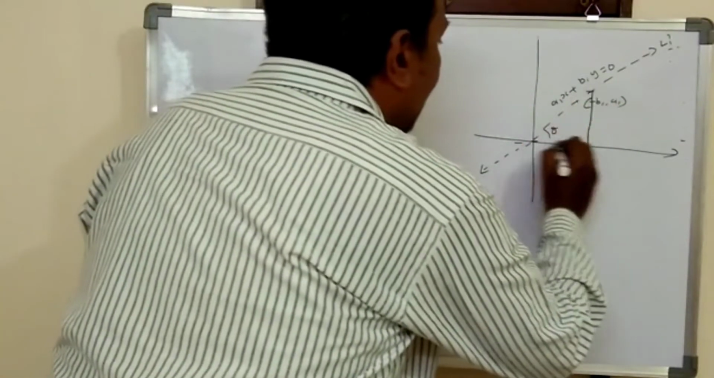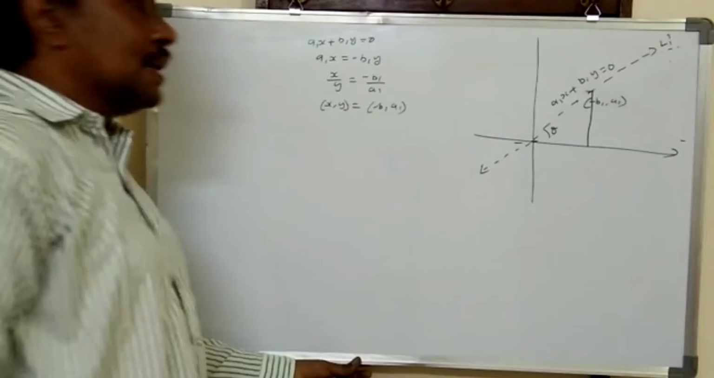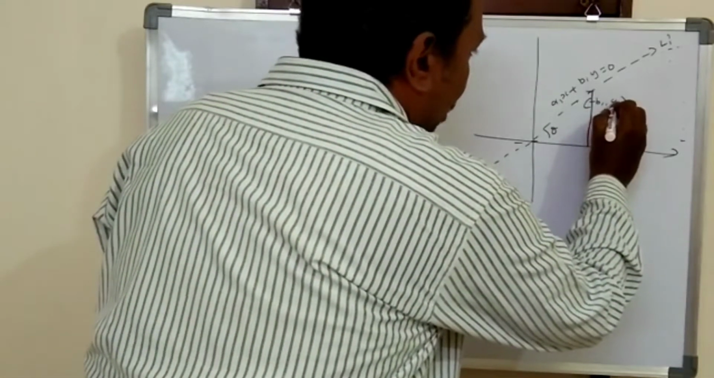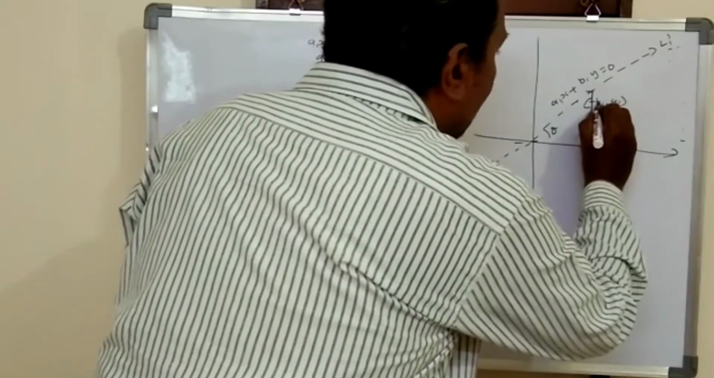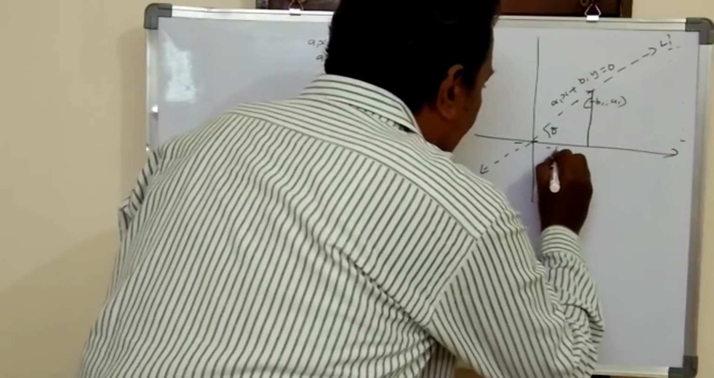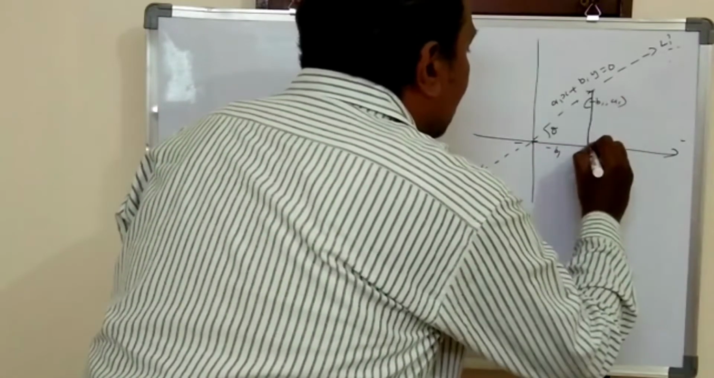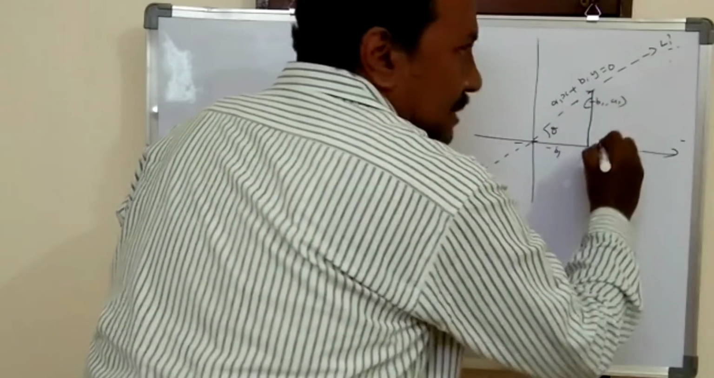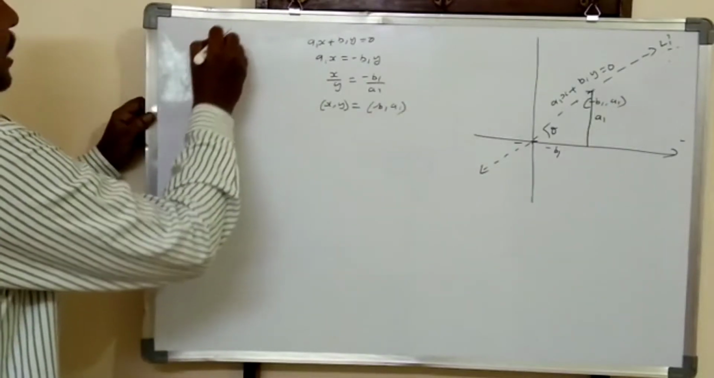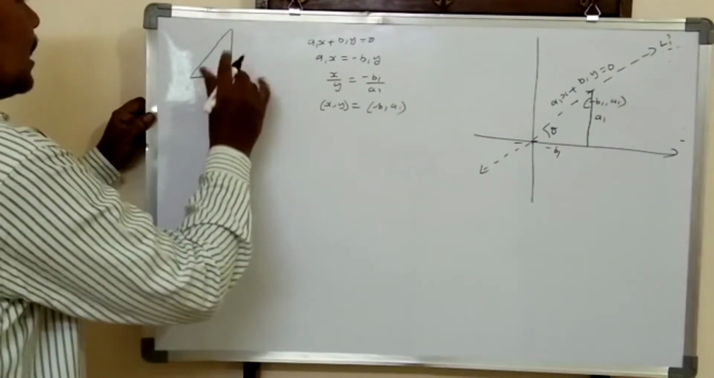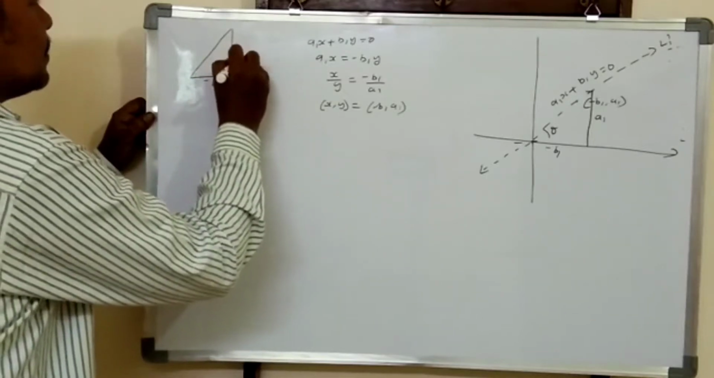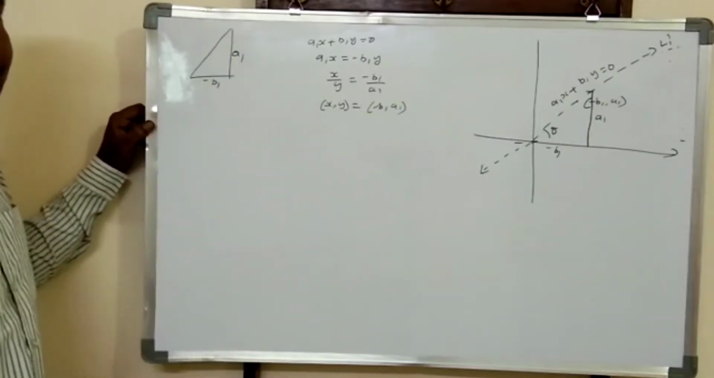Now here you get a right angle triangle. This point is minus b1 comma a1. What is this minus b1? It is the x coordinate, that means the distance from here to here is minus b1. What about a1? This is along the y-axis, a1. I am drawing it separately. This is a right angle triangle, so this side is minus b1 and this side is a1. This is the hypotenuse.